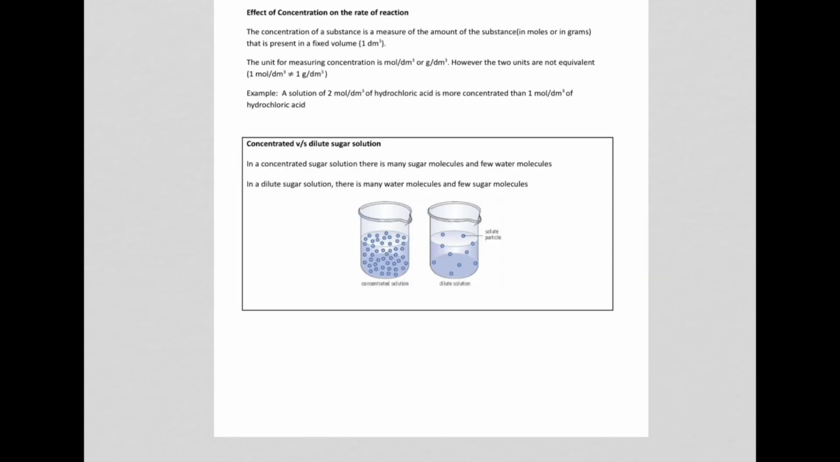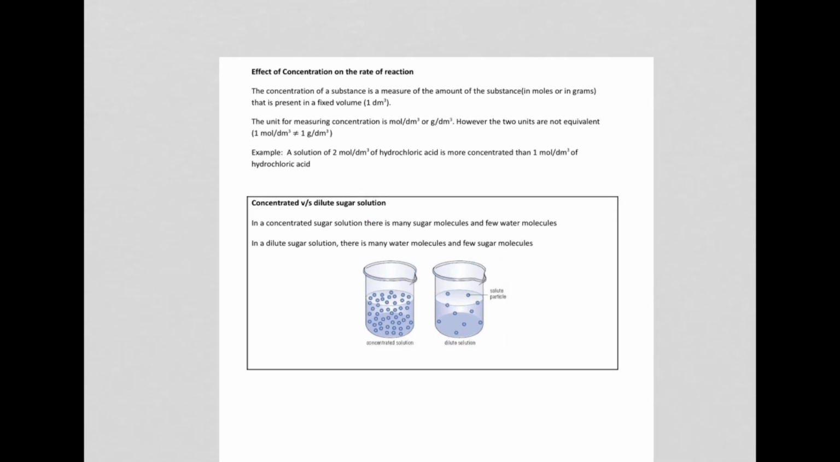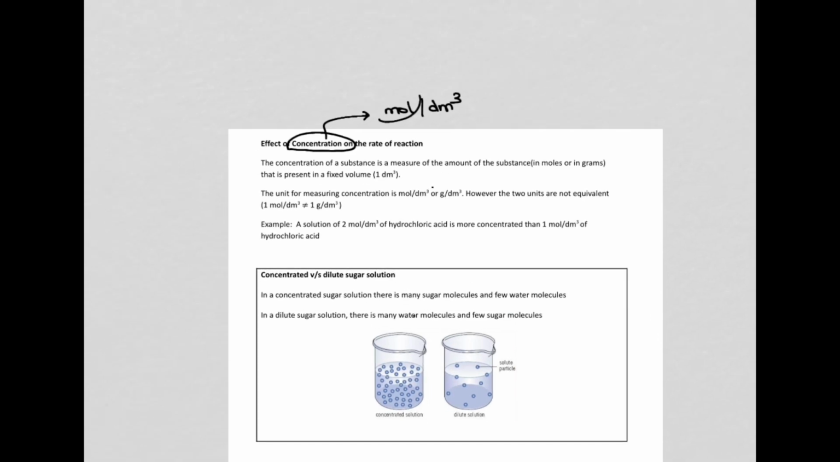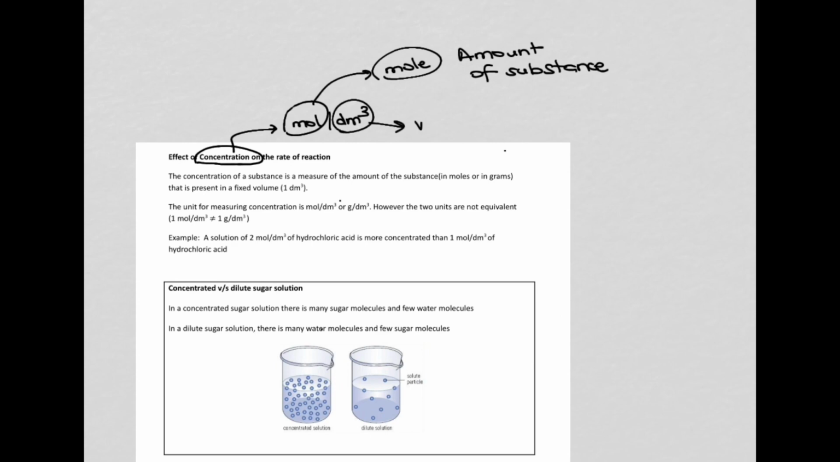So let's now look at the effect of concentration. Now, we're going to see that concentration is measured in mole per dm cube. That's the unit of concentration. But mole, M-O-L-E in full, is amount of substance. So amount of substance is measured in mole, and dm cube is volume. So concentration is measured in amount of substance per unit volume.